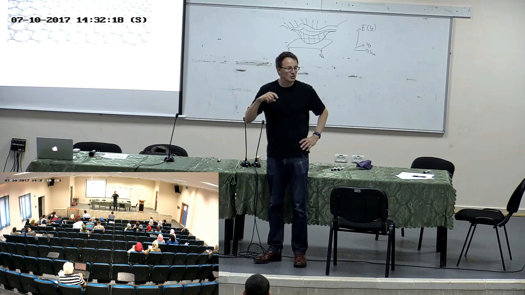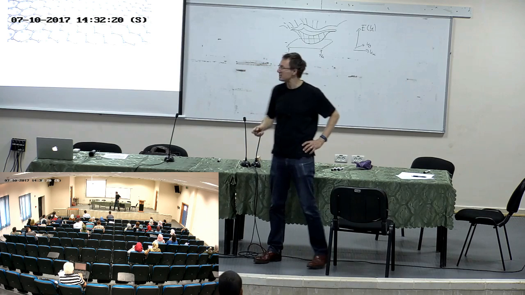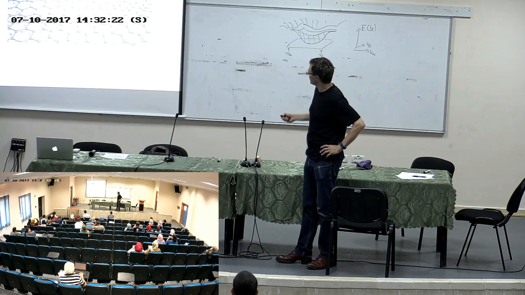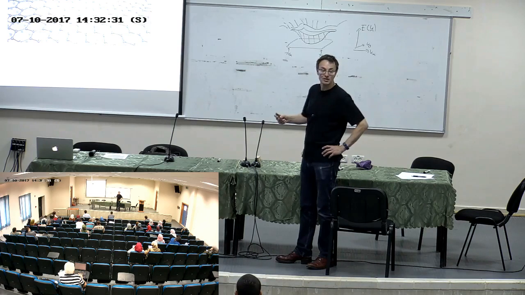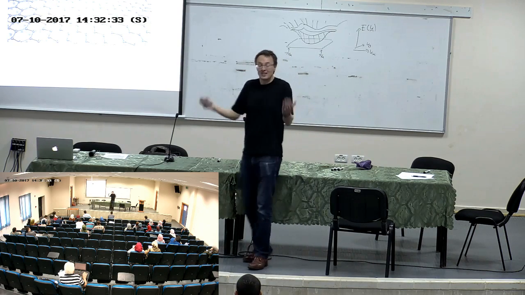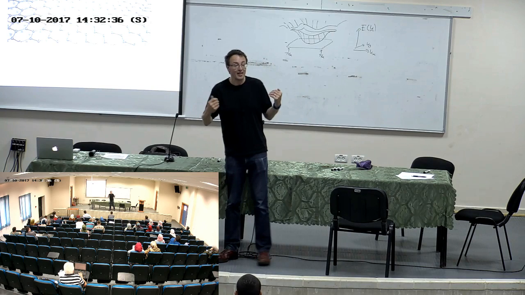You remember the tight binding model that we started with, where you take an electron and it hops? You can do the same here. So you construct this lattice, and you do the tight binding model, where you write down a Hamiltonian for the electron hopping from here to any of the neighboring sites. And then you just solve it. You solve it in exactly the same way we did yesterday.